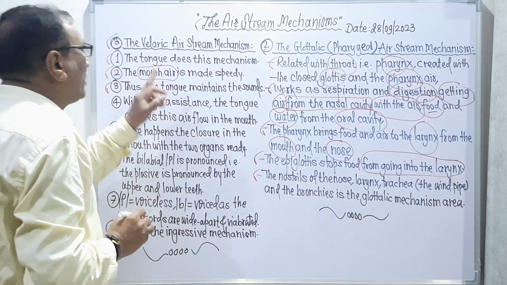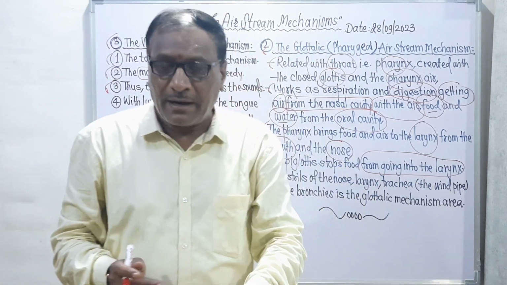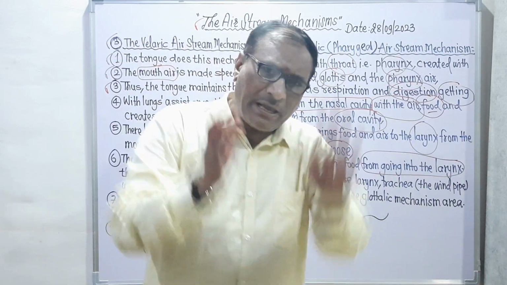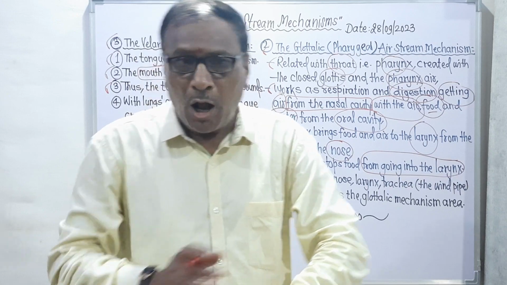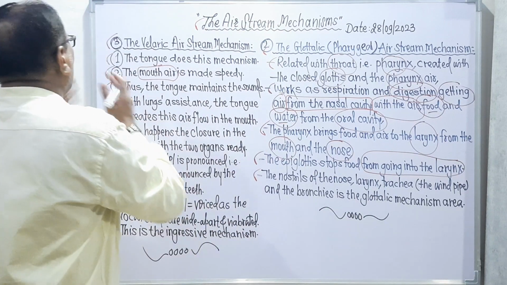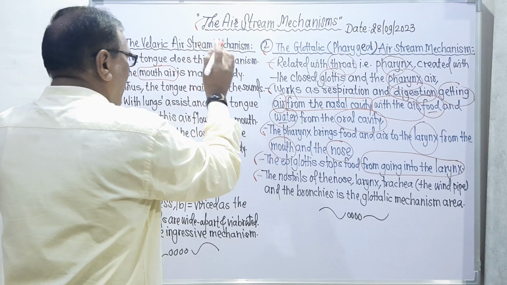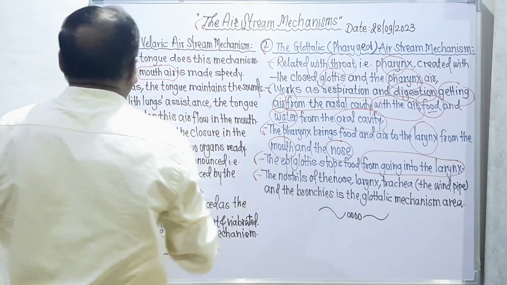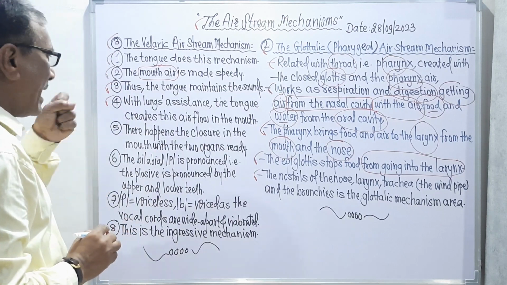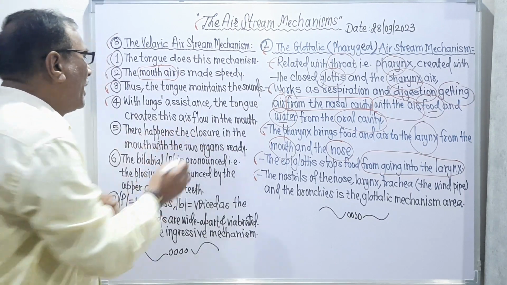Thus, the tongue maintains the sounds. The tongue is there, and only because of the tongue are all the sounds produced. In this way this system is called the velaric airstream system or mechanism. The next point is, with the lungs' assistance, the tongue creates this airflow in the mouth.